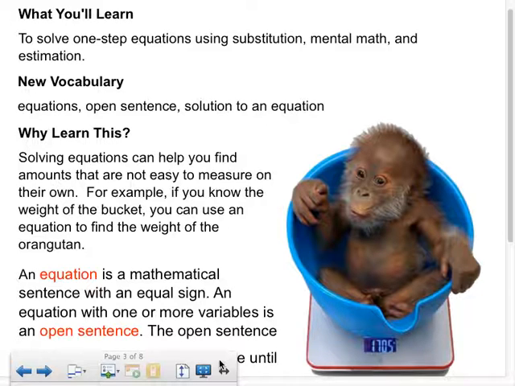So how do they fix that? How do they make sure that they get the weight of the animal and not the weight of the animal in the bucket? How are they going to do that? Kalila?